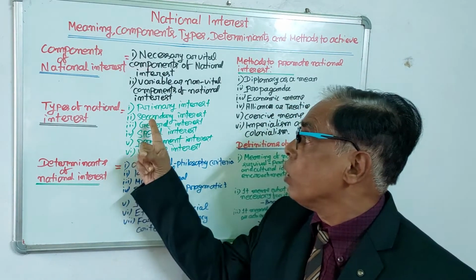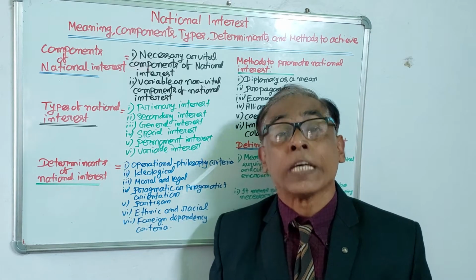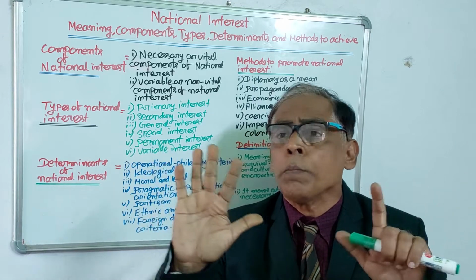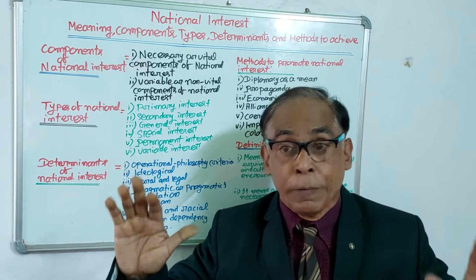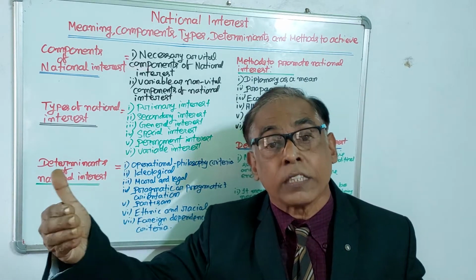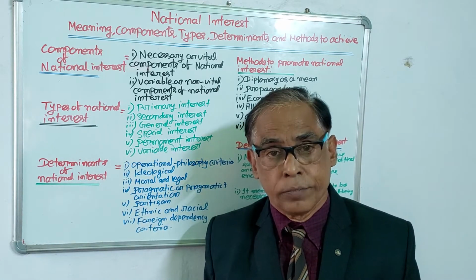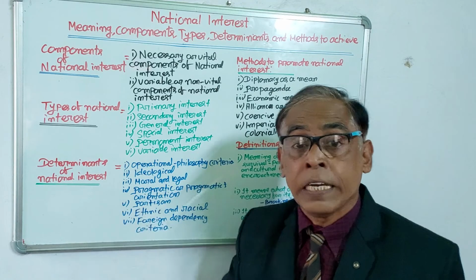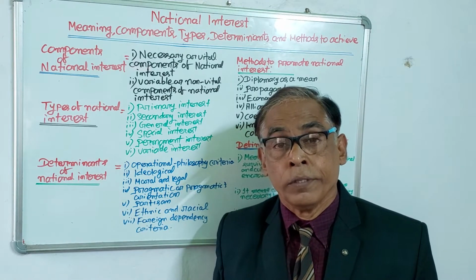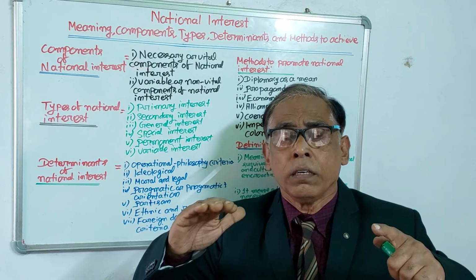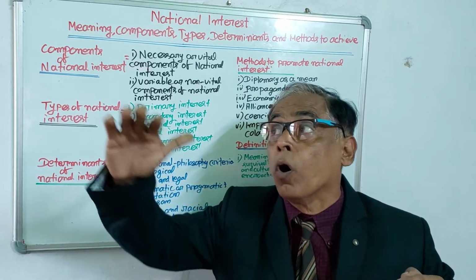Number two, secondary national interest. Secondary national interest means there are certain things which are not so important. If necessary, a nation can make sacrifice. It is known as secondary national interest. And number three, general national interest. General national interest means which a nation thinks for all nations.